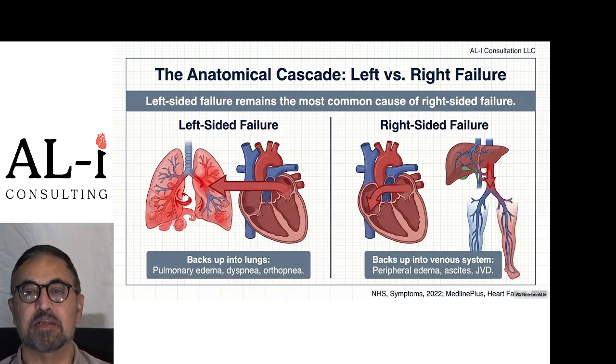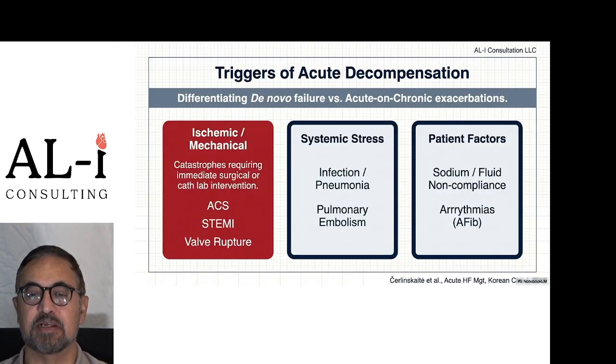Now, you can have left-sided heart failure and right-sided heart failure. In left-sided heart failure, the pressure changes back into the left atrium, into the lungs, causing pulmonary edema and shortness of breath. In right-sided heart failure, right-sided pressures increase, they back up into the systemic venous system and cause jugular venous distension, edema, ascites, and symptoms along those lines.